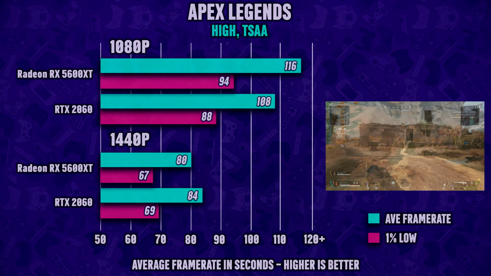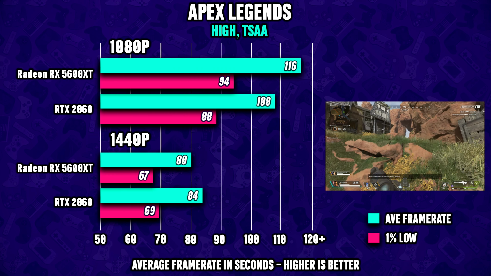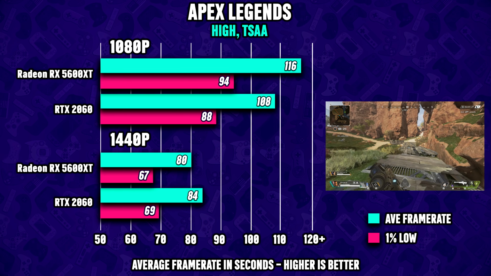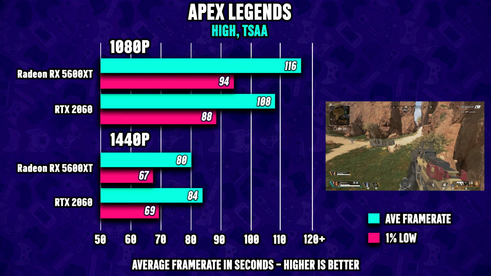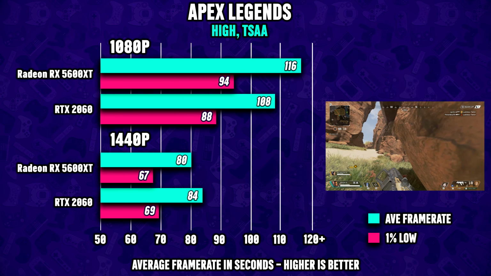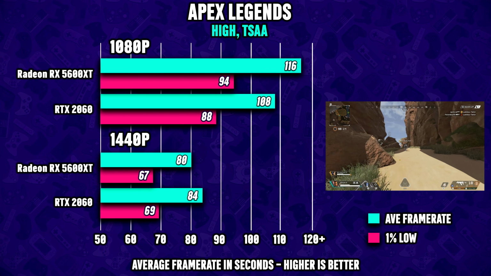Now beyond Cyberpunk, the PC will obviously do very well in other games too. And if we take a look at Apex Legends for example, we see that the 5600 XT performs a little bit better at 1080p, while the RTX 2060 performs a bit better at 1440p, but overall the gaming experience will be much the same using either GPU.